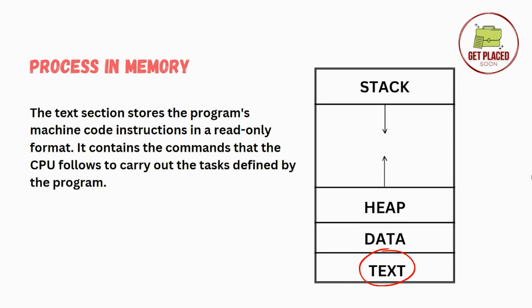The next section we have is the text section. The text section is very important because the code is present here. It is not the code you wrote, it is the machine code instructions, not the high level program that you wrote. This machine code is present in read only format. It contains the instructions that are followed by the CPU to complete the execution. So this is how a process is stored in memory.